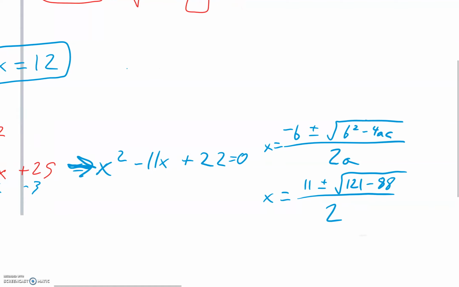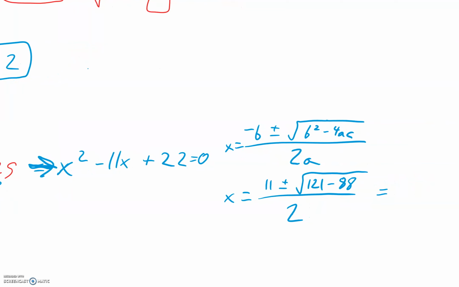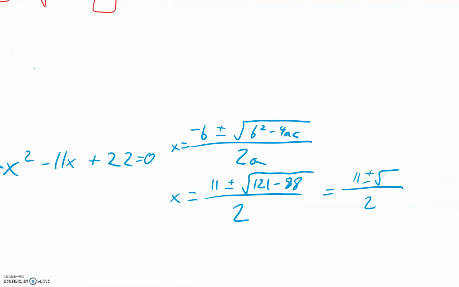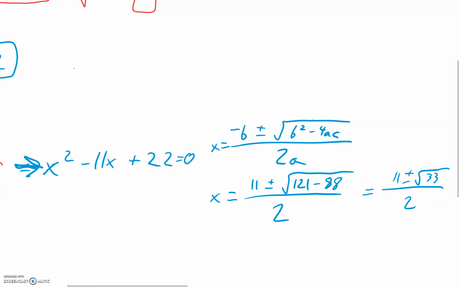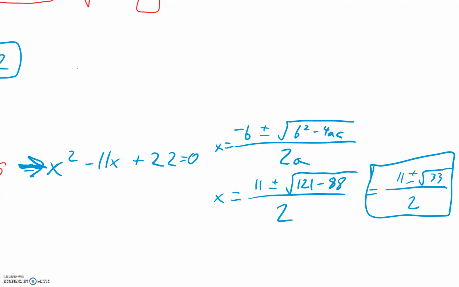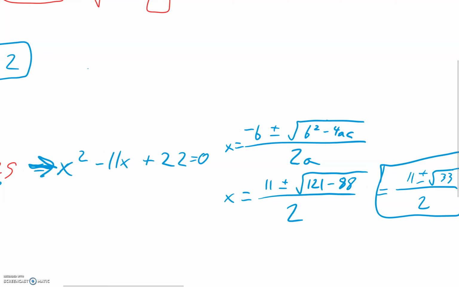Okay. 11 over 2 plus or minus square root of 1233. Okay, and can we do any more simplifying? No, not really. So we would just leave it there. So x can be either of those two values.